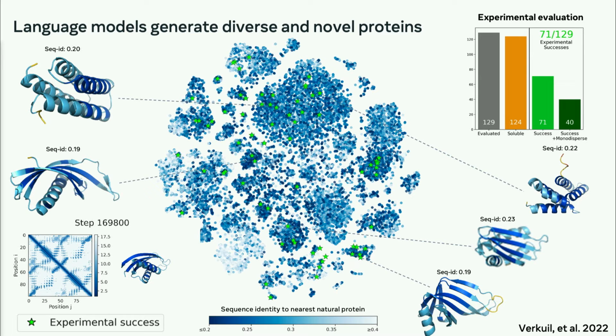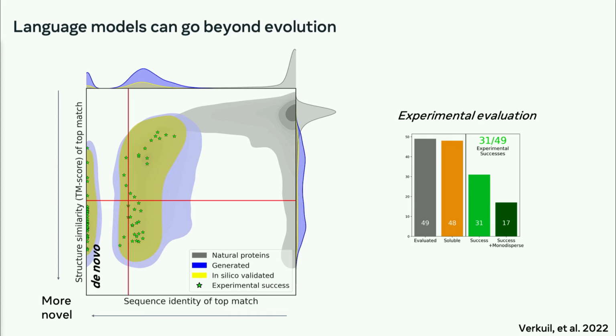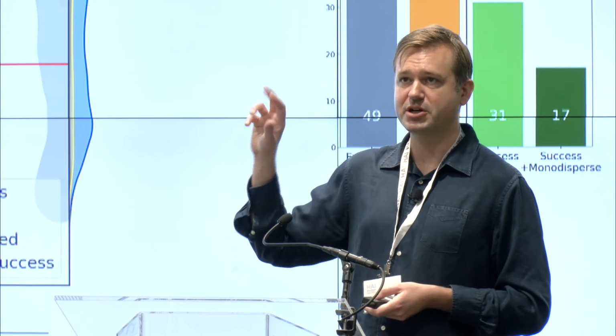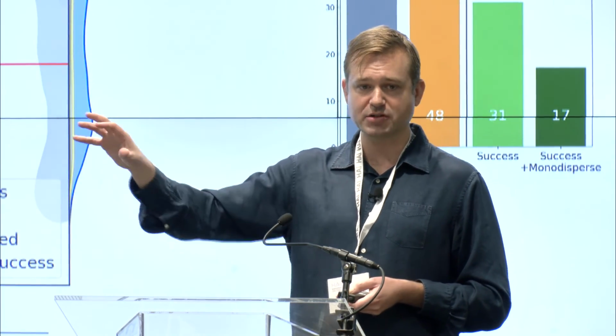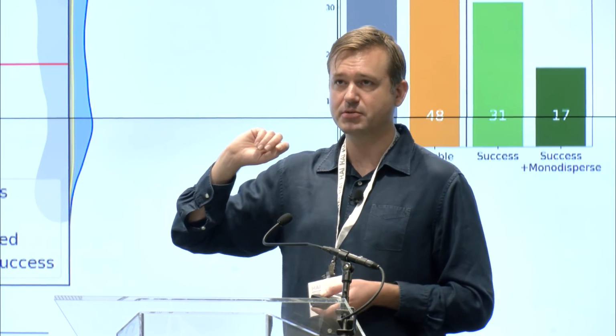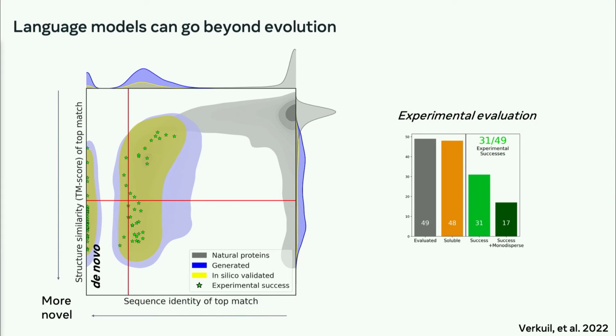And the bar chart above basically shows both the test for solubility, that's in orange, and then in green, a test for well-foldedness by size exclusion chromatography. And so we found a 55% success rate for free generations here overall. But really, the important question is what happens for those proteins that are really far outside the natural distribution of proteins. And so that's shown in this density plot.